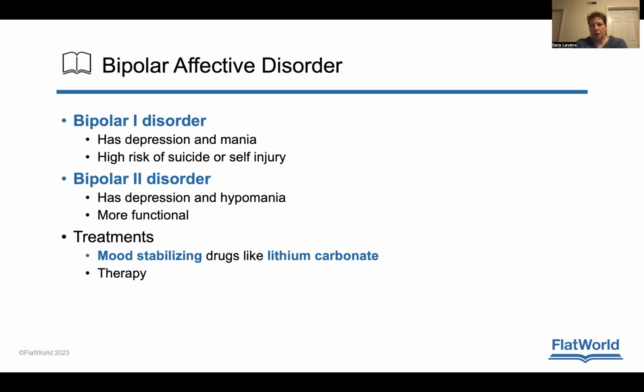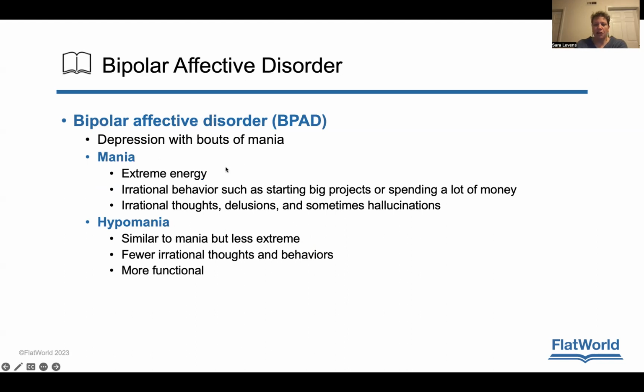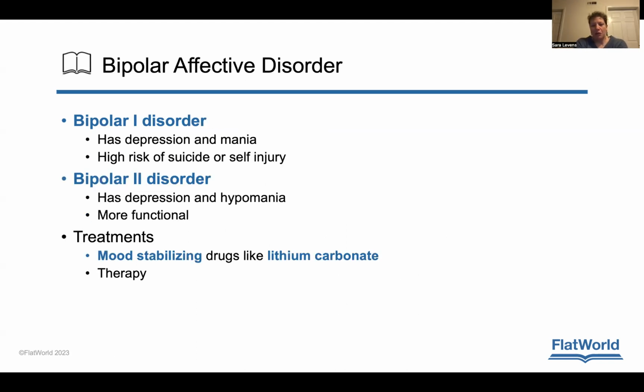In terms of breaking this down, they've separated these as different parts of the disorder, potentially even different types of disorders. So bipolar 1 is the top one. It has depression and the high-end mania. Here you have a really high risk of suicide or self-injury. The manic states can be associated with grandiose thinking, like thinking you're invincible and things like that.